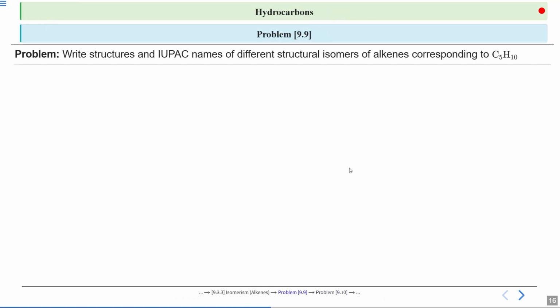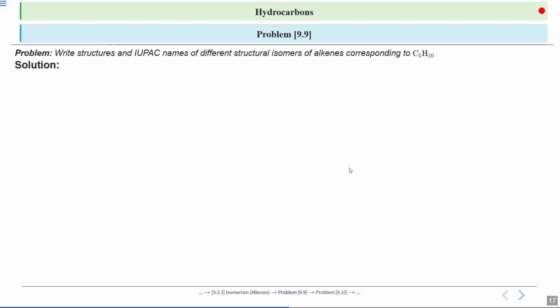Now, moving on further, we have a question here. You have to do question number 9.9, which says: write structures and IUPAC names of different structural isomers of alkenes corresponding to C5H10. Let us have a look at the solution.